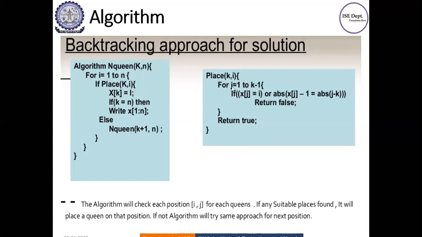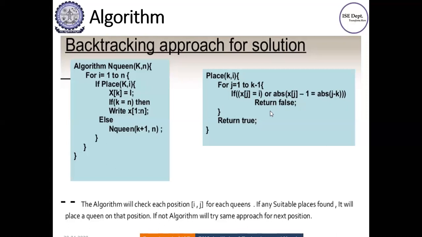Am I clear? One thing we should remember: k comma i represents the kth row and the ith column. So j starts from 1 to k minus 1. Why? Because it starts from 1, so it is k minus 1, where k is the number of rows. X of j usually gives you the column. If it is equal to i, which means both the column and row are equal, you're checking that. Otherwise, you're checking for a diagonal one.